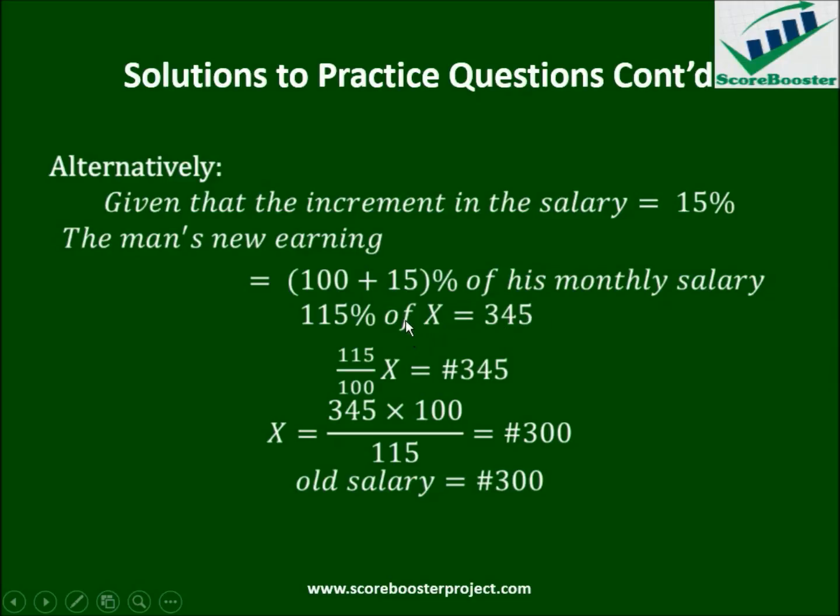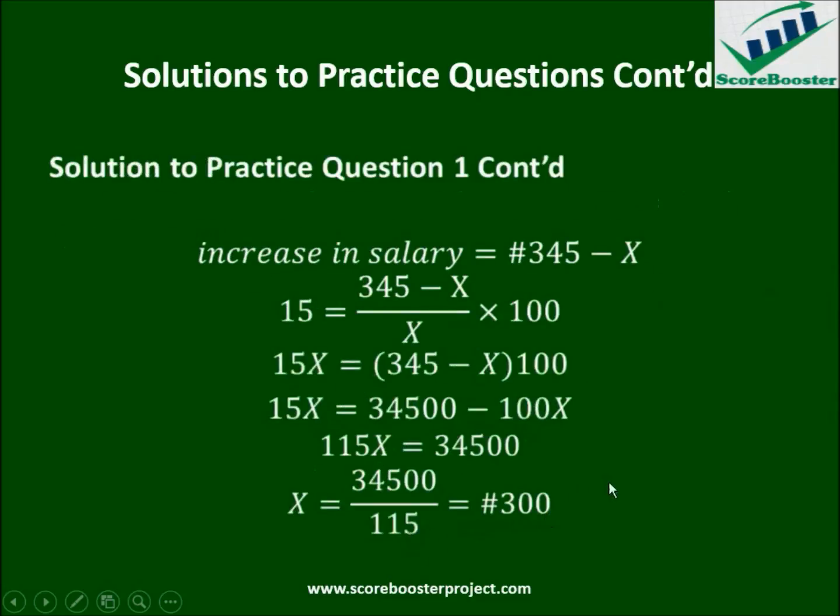Since the 'of' sign could be replaced by a multiplication sign, 115 divided by 100 times x equals 345 naira. So when you cross multiply, 345 times 100, then you divide both sides by 115. So you have x equals 345 times 100 divided by 115, which equals 300. So the old salary of the man before the increment is therefore 300 naira. As you can see, we've arrived at the same answer.